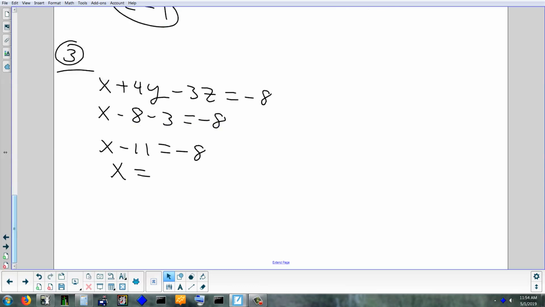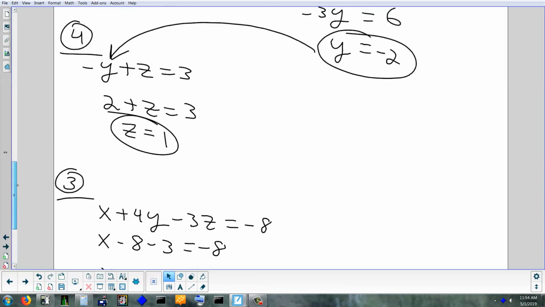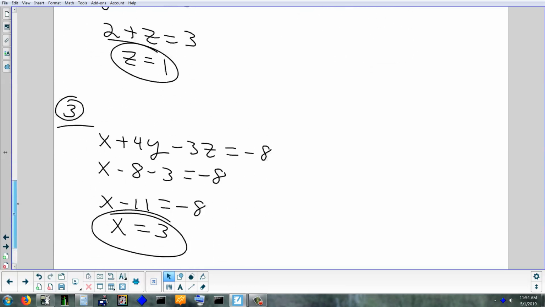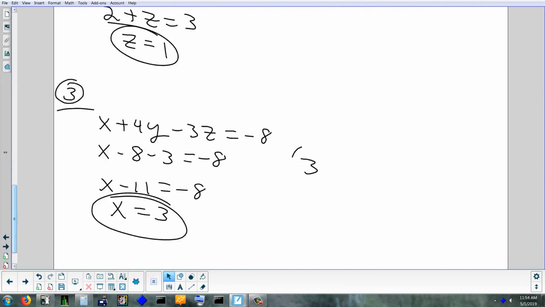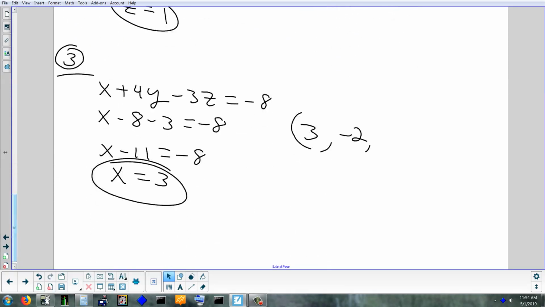So that would mean x would equal 3. Yep. So x is 3, y is negative 2, and z is 1. Some people write their answer like this: 3, comma, negative 2, comma, 1. That's fine too.